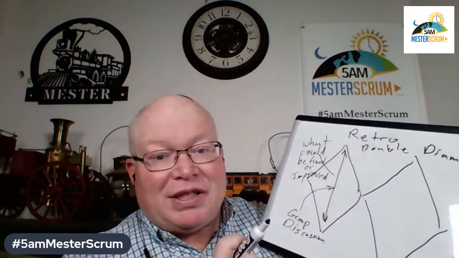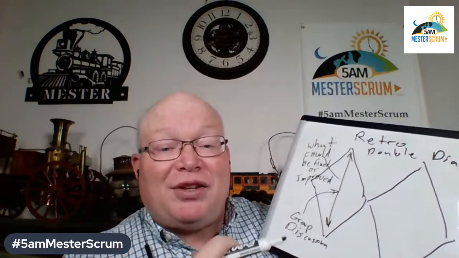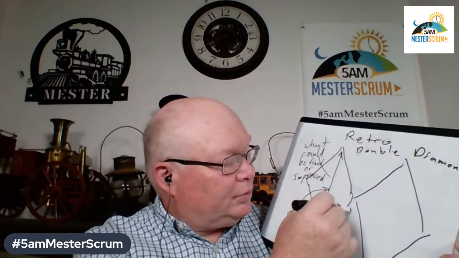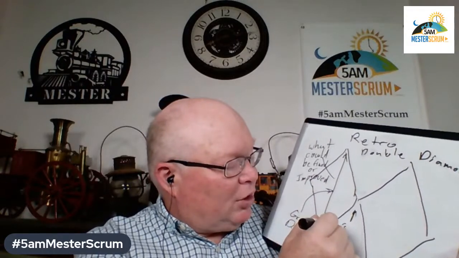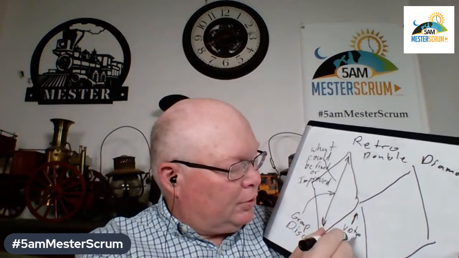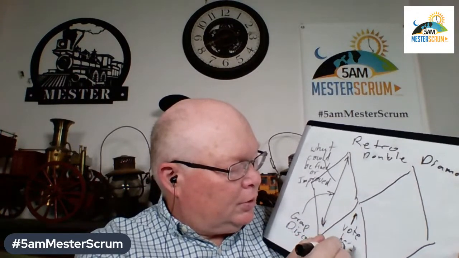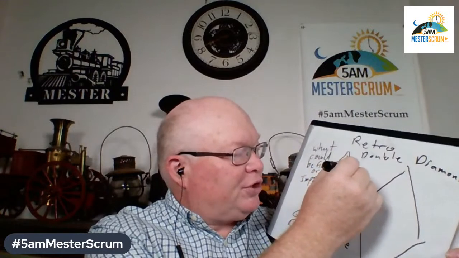So the first part is exploring all the things that went wrong, and there are ways to do that. Then what you do is you vote, and they call it converge. I'm going to say vote here. And this is a convergence.